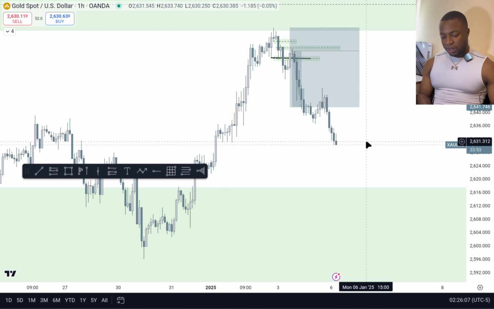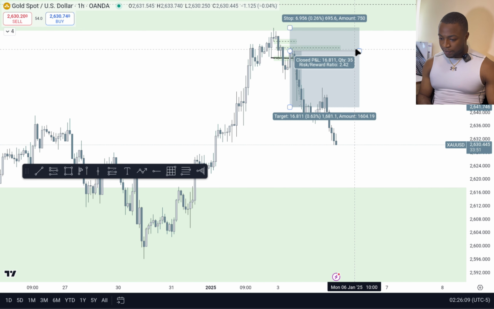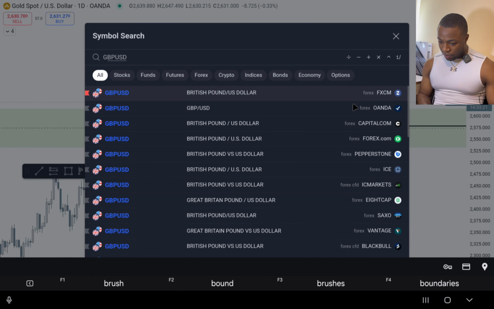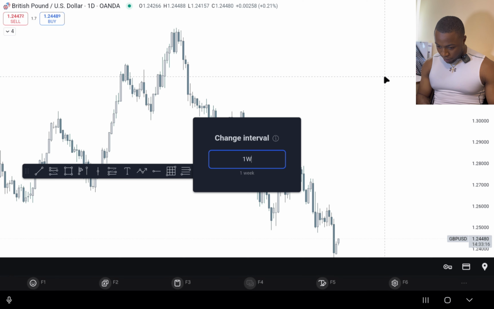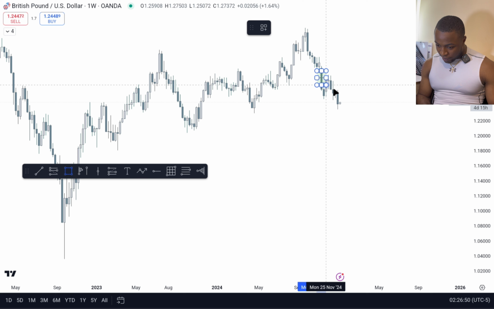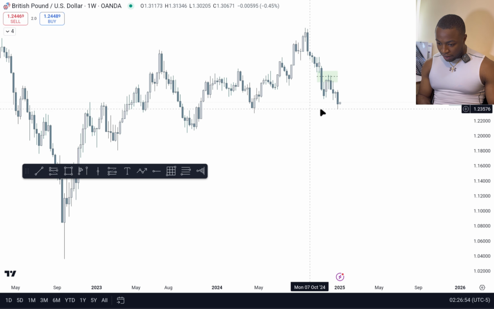Yes, and this was exactly it. So if you check on GBPUSD, we had something similar on the weekly time frame. We had this inefficiency here. As you can see, price has been bearish for a while now. Okay, we had this inefficiency here, which is a fair value gap.